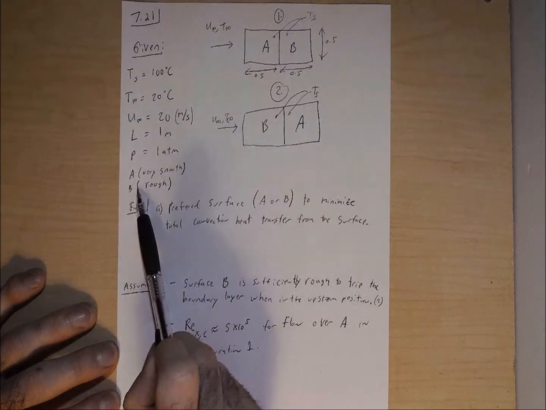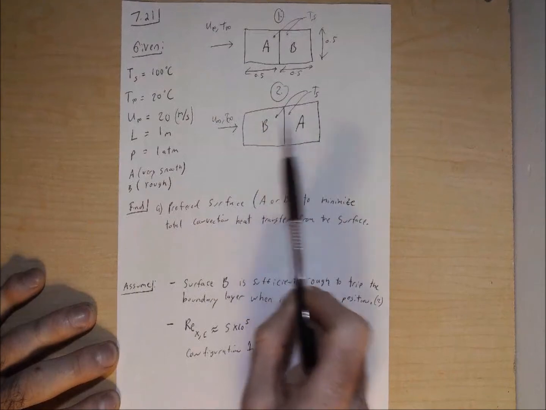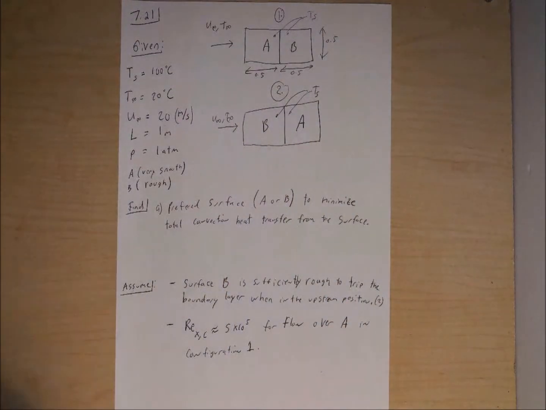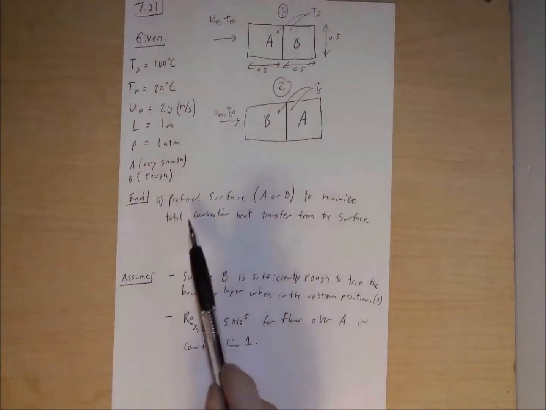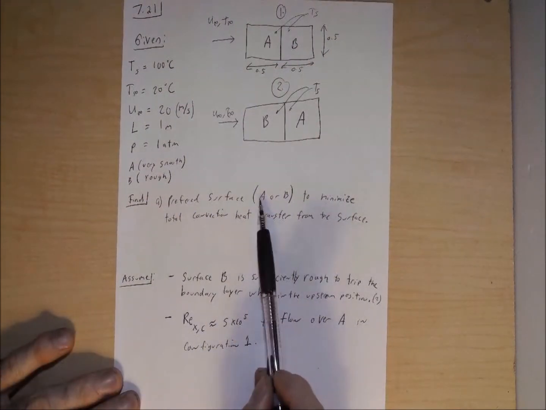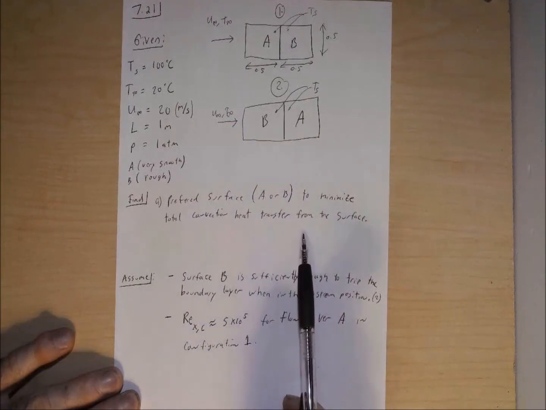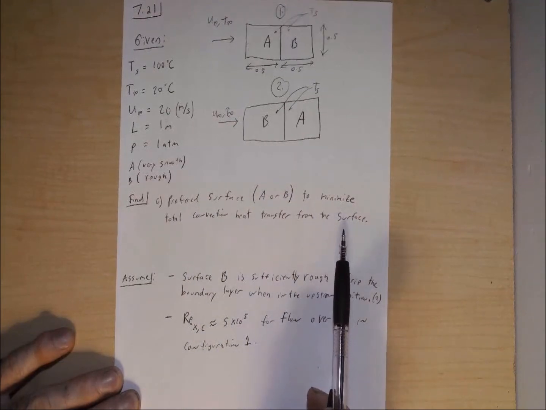A is very smooth and B is rough when we reference back to our diagram here. So what are they asking us to solve for in this problem? They want us to find the preferred surface, either A or B, the very smooth or the rough, to minimize the total convection heat transfer from the surface.